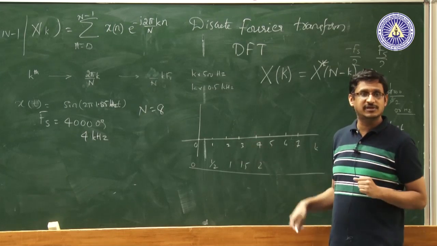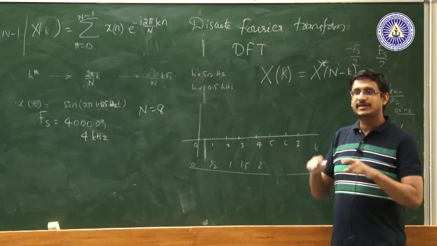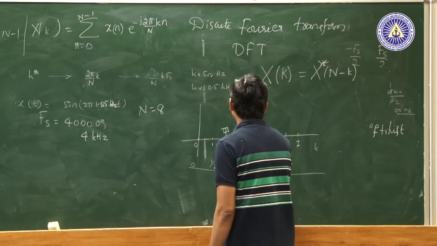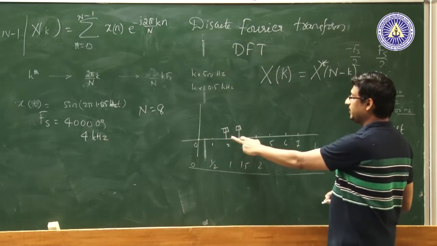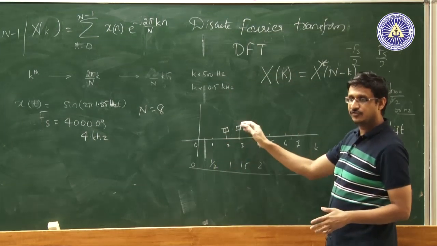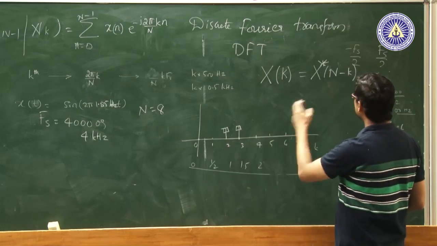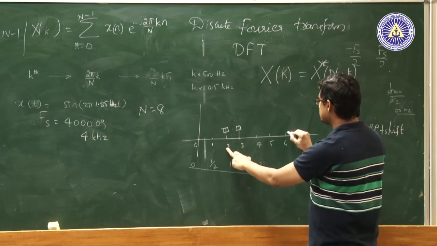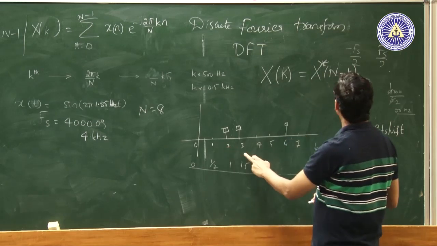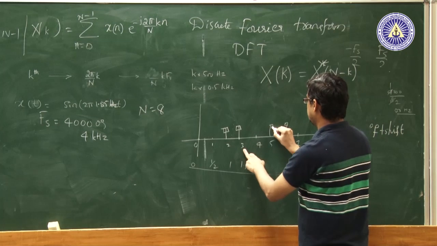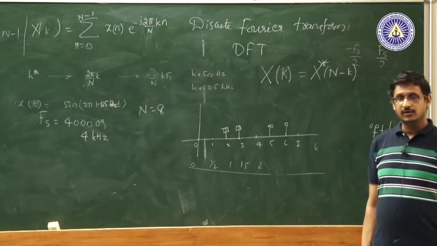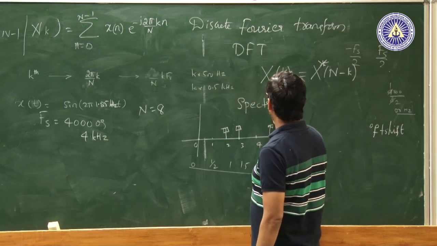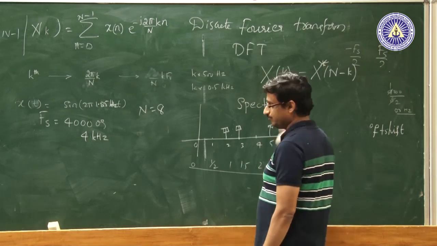Then what will happen to the signal energy? It gets distributed to the two neighboring terms. You will see some non-zero term here and here, and maybe the amplitudes will be slightly different, do not bother about that. Because of symmetry, you will also see terms at 8 minus 2, which is 6, and 8 minus 3, which is 5. This is called spectral leakage.